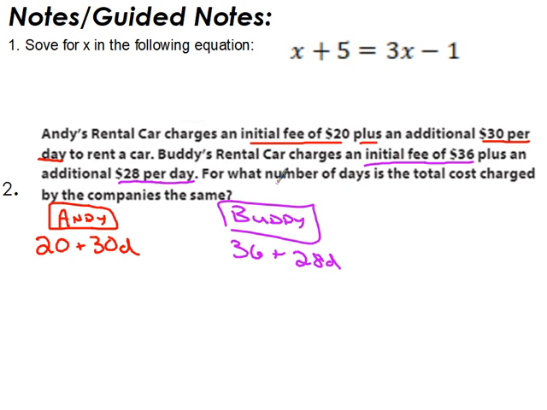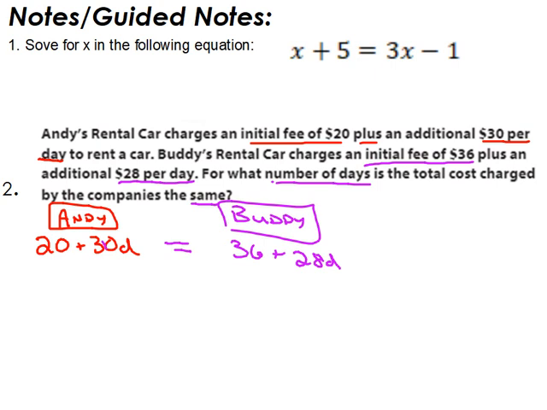For what number of days is the total cost charged by the companies the same? So I want to know for how many days, and I use the letter D to represent days. So how many days is it going to take for this to be the exact same cost as this? So I want to know when the left side will be equal to the right side, for how many days. So there's my equation: 20 plus 30D equals 36 plus 28D.